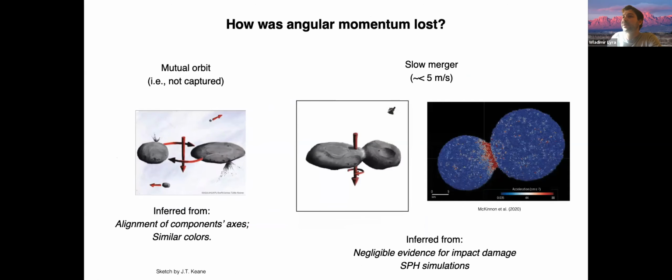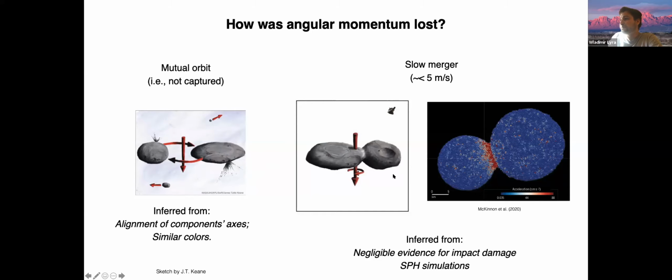So the main question here is then how the angular momentum was lost, right? You have that they were in a mutual orbit. That means that they're not captured, which you can know because the alignment of the spin axis is very good. I mean, the two bodies have their axes aligned, both the minor and the major axis. And the colors are also similar, which implies they have a similar composition. They were not formed in independent orbits around the sun.